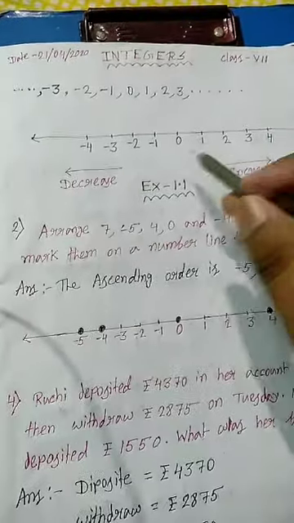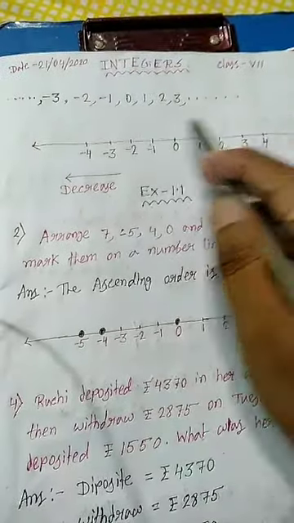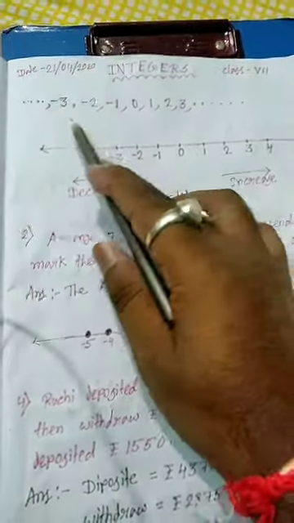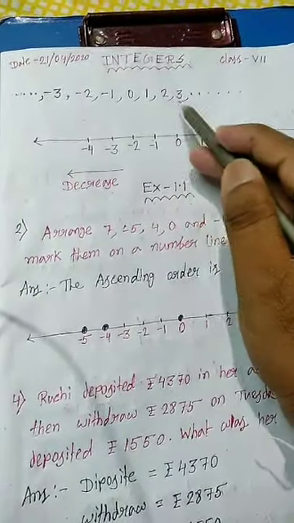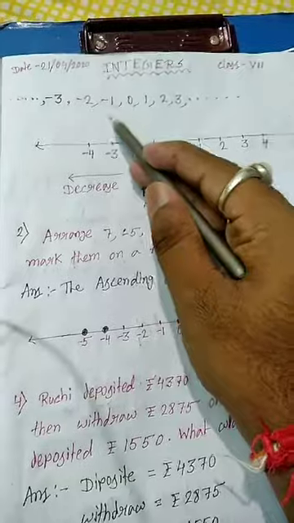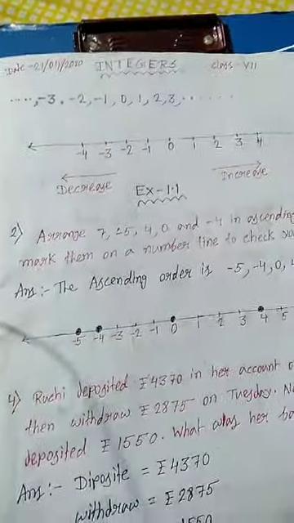Today we are going to discuss integers. So what are integers? You already know about that. Which numbers are called integers? 0, 1, 2, 3, 4 as well as -1, -2, -3, -4. All these numbers are called integers.